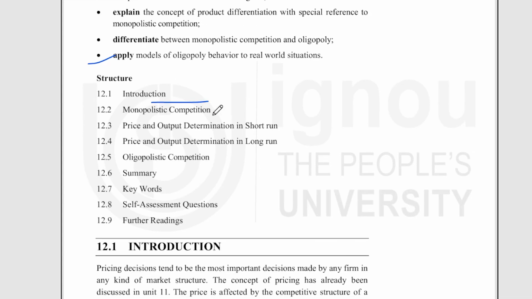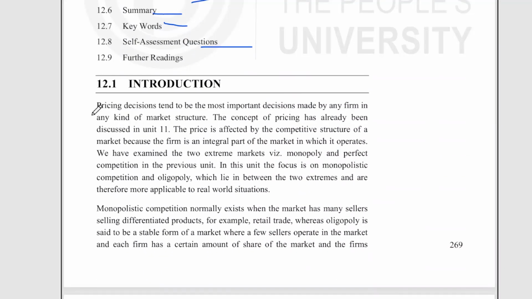Structure: introduction, monopolistic competition, price and output determination in the short run, and price and output determination in the long run. Oligopolistic competition, summary, keywords and self-assessment questions. And introduction: pricing decisions tend to be the most important decision made by any firm in any kind of market structure. The concept of pricing has already been discussed in Unit 11. Okay, so that is the last unit.